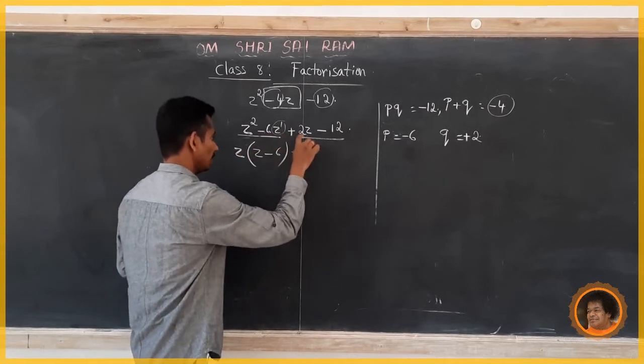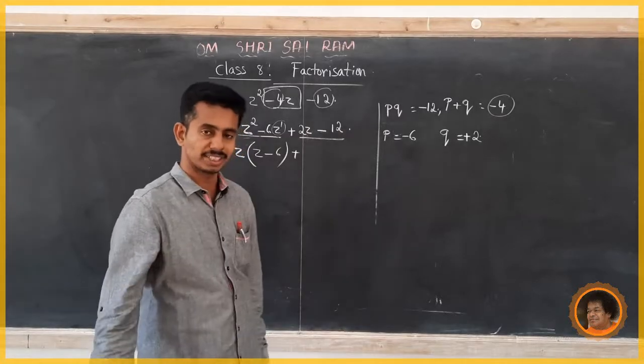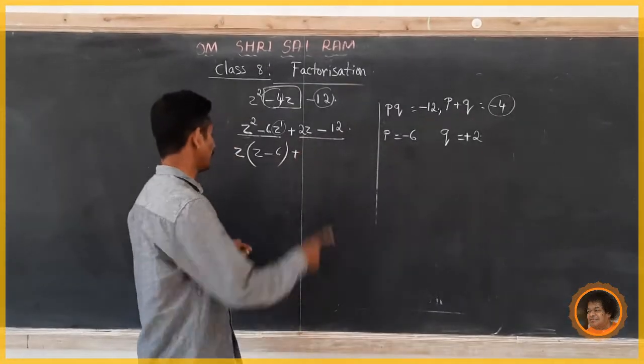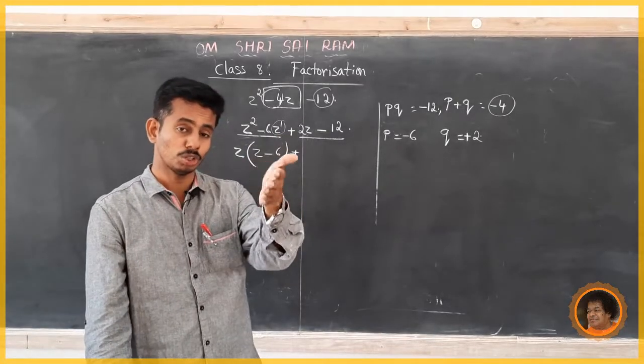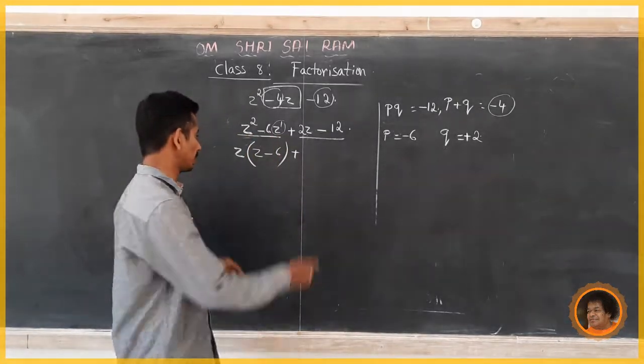Then 2z and minus 2a. Which one is the common factor? Which one is the HCF? Here 2, here 2a. Which number divides both 2 and 2a? That is 2.